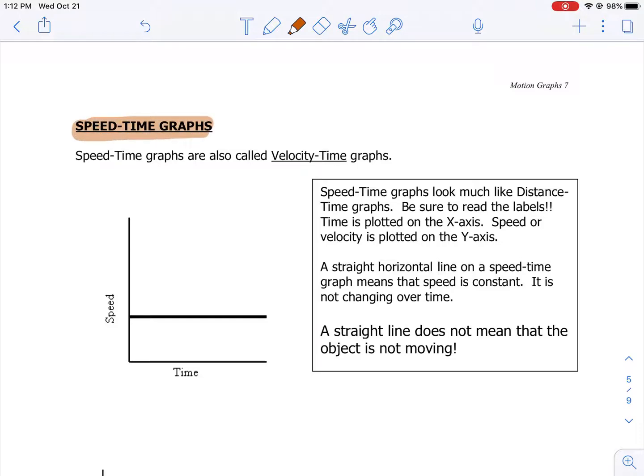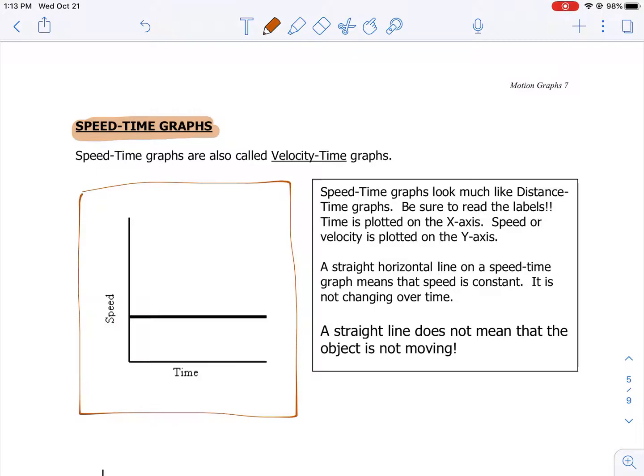You'll remember that we already talked about distance graphs. I also called them speed graphs or motion graphs. Today we're talking about something that's similar but different. You'll notice that this graph right here looks really similar to the graphs that we've been talking about, the distance time graphs. But there's one big difference.